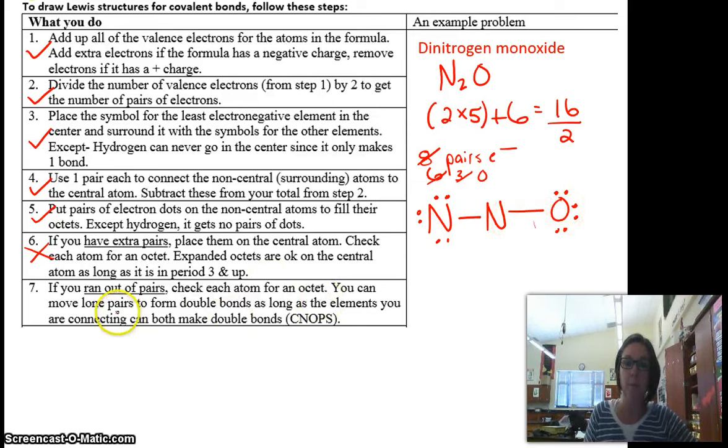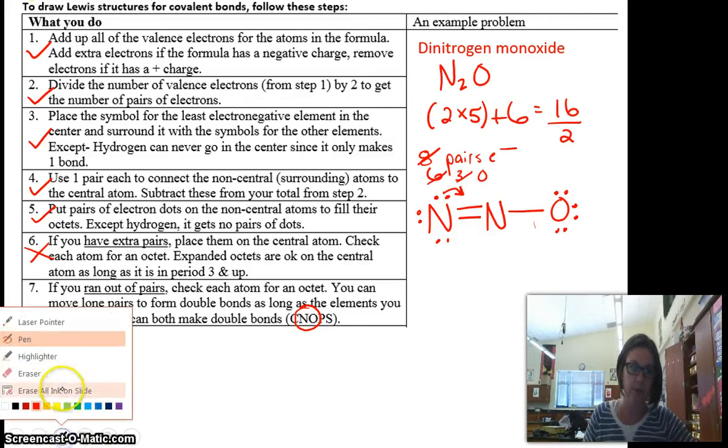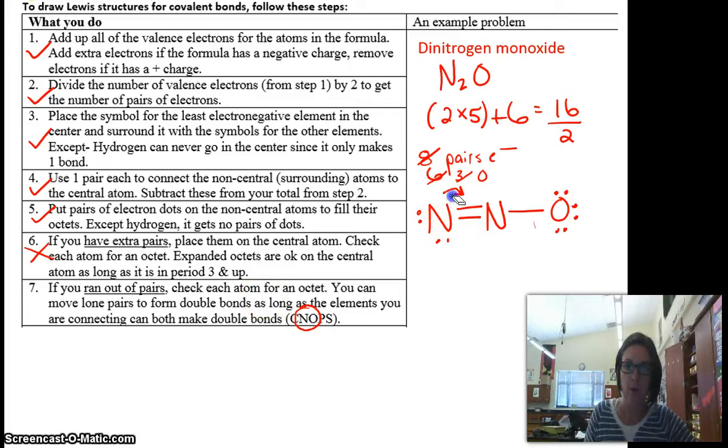So I can move lone pairs to form double bonds as long as the elements that I'm connecting can both make double bonds. There's that CNOPS mnemonic device. I'm dealing with nitrogen and oxygen. They're both in CNOPS, so I can make double bonds. So what if I take one of these and make a double bond there. Let's get the eraser tool. These are no longer non-bonding, they are now bonding electrons. Then let's do that on the other side also.